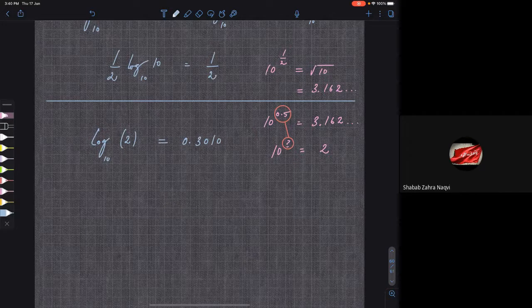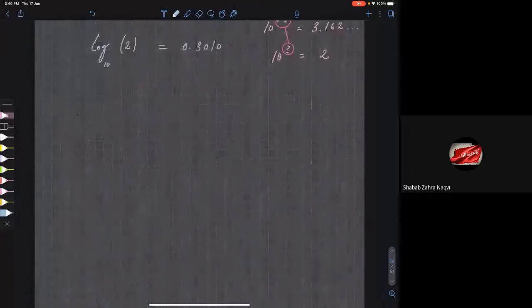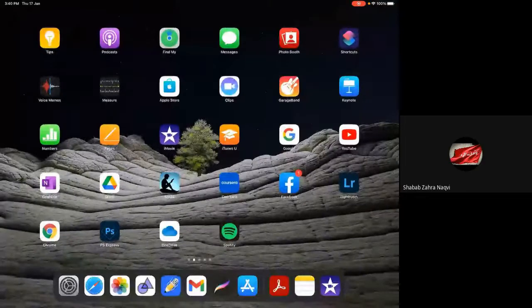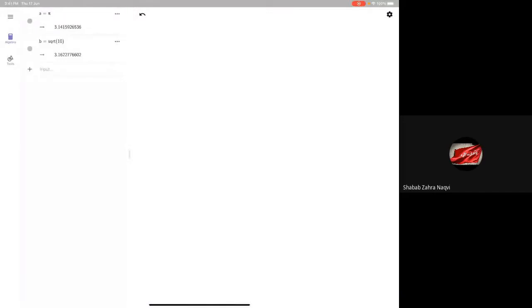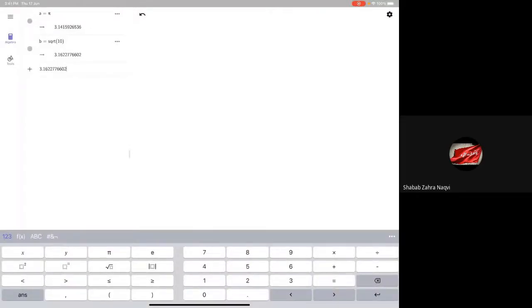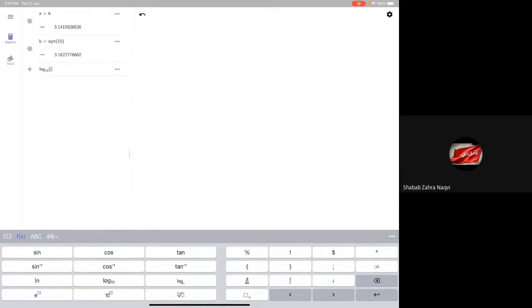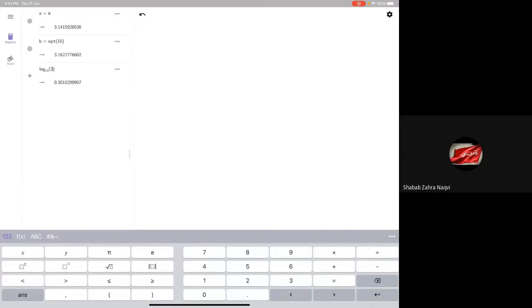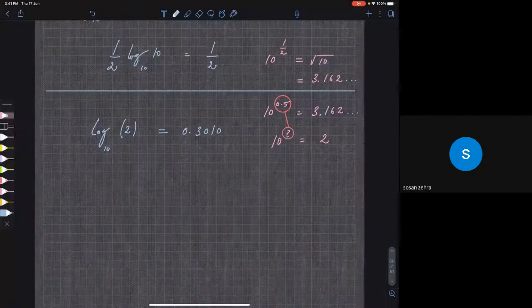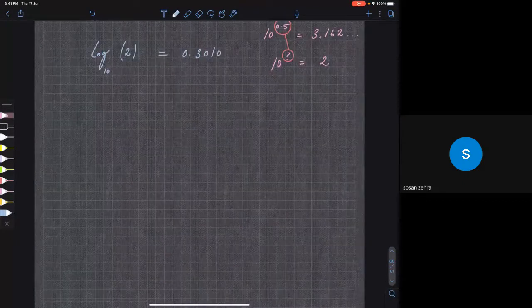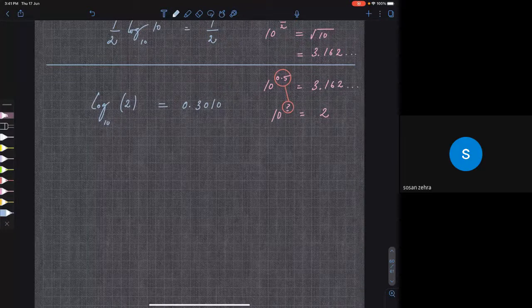Okay, what does that mean? Let me just show you. Here I'm taking log of 2 to the base 10. See, 0.3010. Can you see in the calculator? Now my question is, what does it mean to say that log 2 to the base 10 is 0.3010?